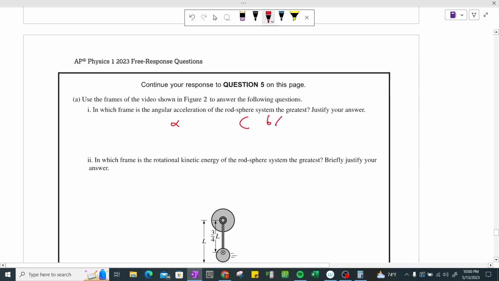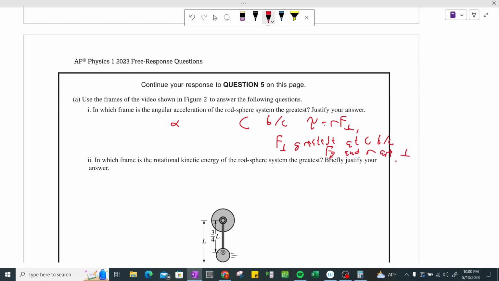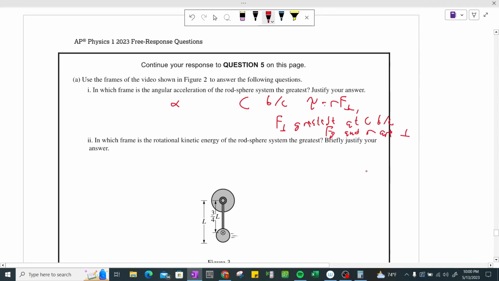C, and we can really say because torque equals R F perpendicular, and our F perpendicular is greatest at C because our force due to gravity and the radius are perpendicular. You could also say R F sine theta, and say that it's an angle of 90 degrees and theta is maximized, or sine is maximized at 90 degrees.